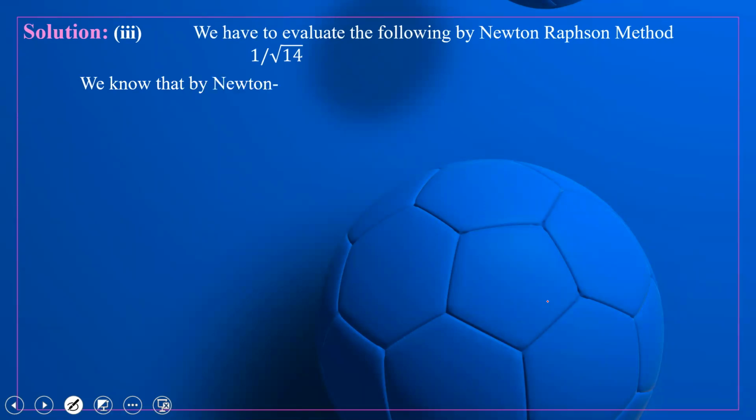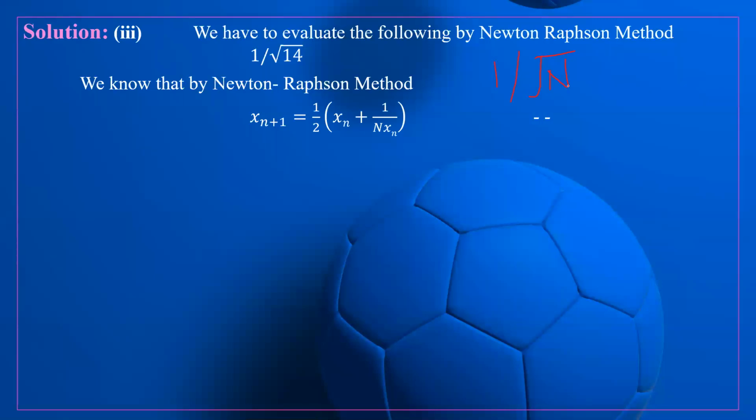Now let us find out the value of 1 upon root 14. Again here we have to use the formula of 1 upon root n. So what is n? Here n is equal to 14. What is the formula for this? It is 1 upon 2 xn, and this n will come in the denominator.